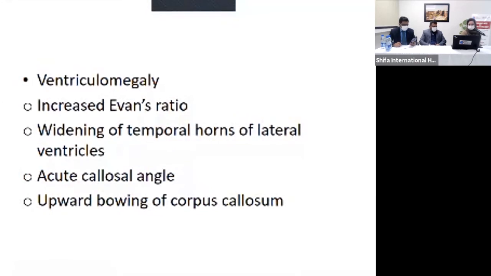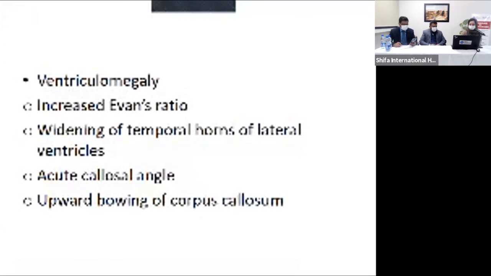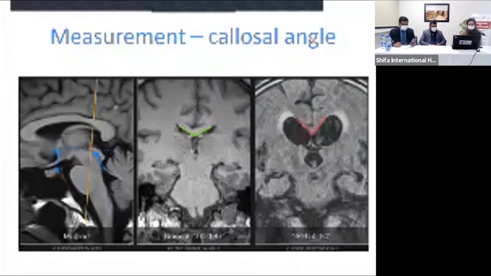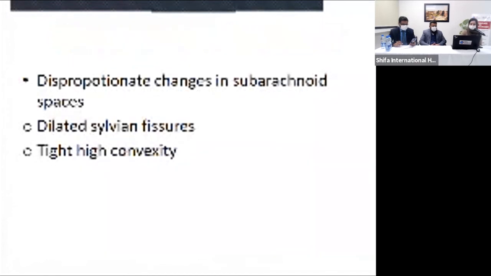Also, we can see widening of the temporal horns and an acute callosal angle. The callosal angle in a normal person is between 100 to 120 degrees, whereas in normal pressure hydrocephalus, it is reduced to 50 to 80 degrees. Radiologically, we can see disproportionate changes in the subarachnoid spaces, including dilated sylvian fissures and a tight high convexity.